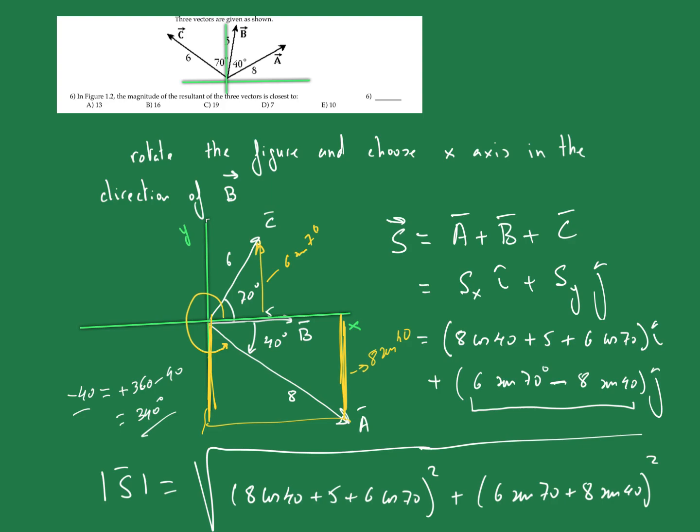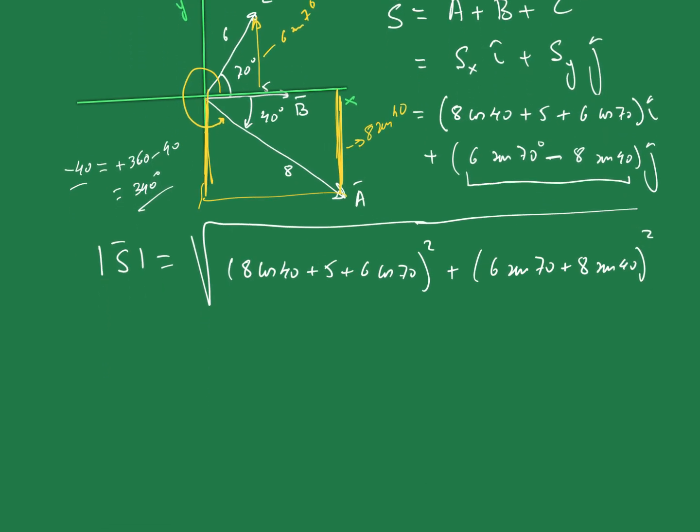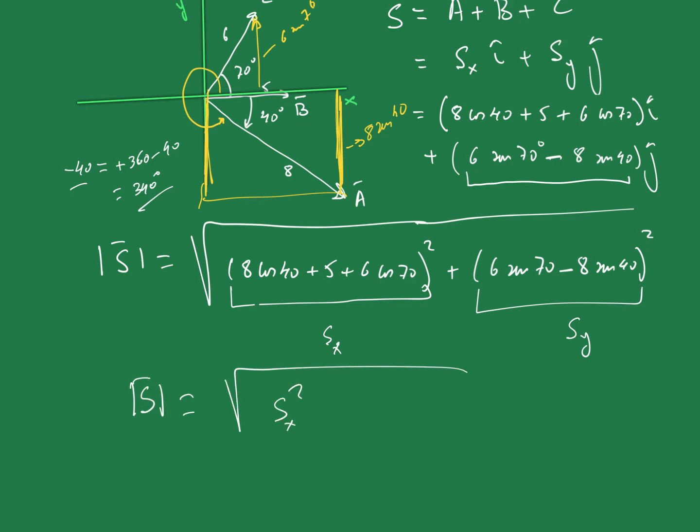You have to calculate this thing, with the minus sign here. With the minus sign here, with the correction that we did, because this is the amount that is in the y direction. So this is Sx. Sx, so the magnitude of S is the square root of Sx squared plus Sy squared. And the problem is solved.